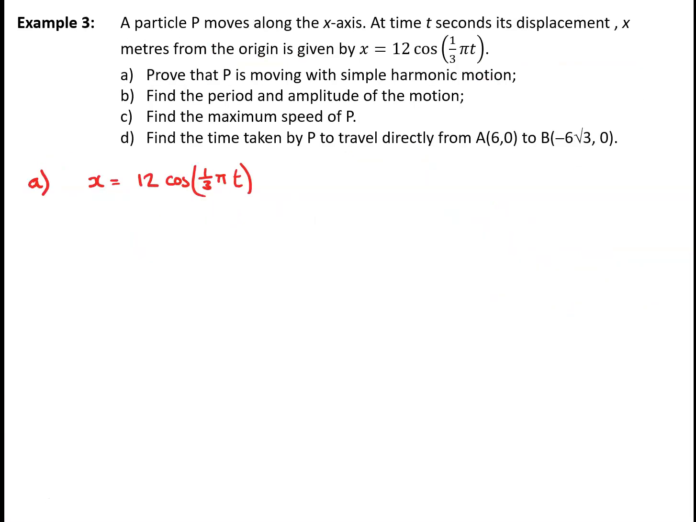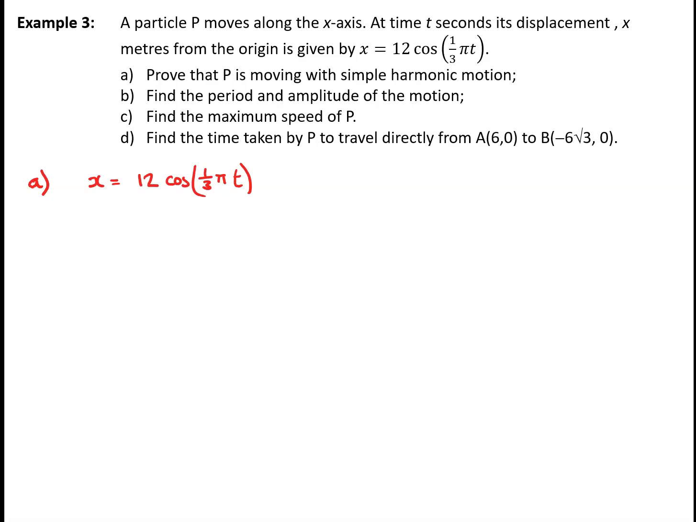For our third example, we've got a particle moving along the x-axis. At time t seconds, its displacement from the origin is given by x equals 12 cos a third pi t. We've got to prove that P is moving with simple harmonic motion. We've got to find the period and amplitude of the motion. We've got to find the maximum speed of P, and we've got to find the time taken by P to travel directly from the point A (6, 0) to the point B (minus 6 root 3, 0).